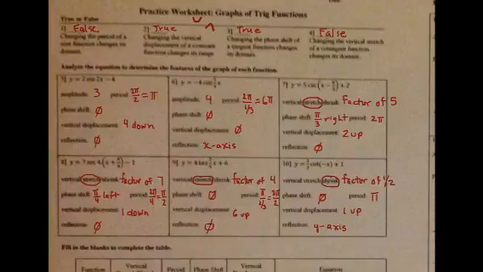Number 9, this is a 4, so it's a stretch by a factor of 4. No phase shift. The period is 2 pi over 2/3, because that's the B value. So when you simplify, you get 3 pi over 2. And it goes 6 units up, and no reflection.